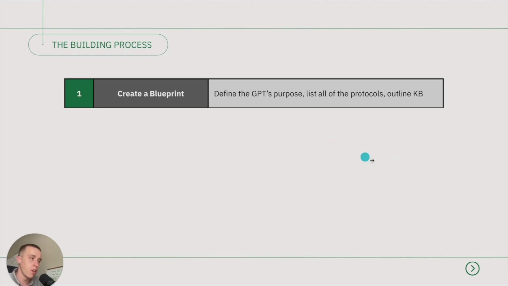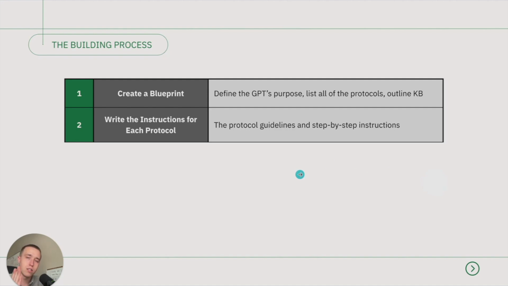So what context does this GPT need to have in order to do the task that I want it to be able to do? Once you have that blueprint or that plan in place, then you're going to go ahead and write the instructions for each protocol. So that document that I showed you, you're going to create one of those documents for every single one of the protocols that you want this GPT to be able to do, which consists of the protocol guidelines and the step-by-step instructions. That is the most time-consuming and challenging part.